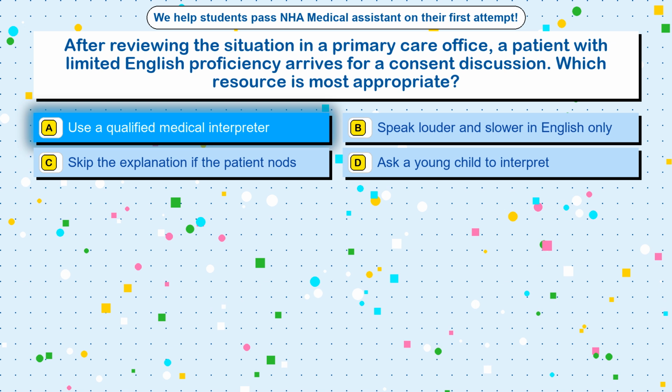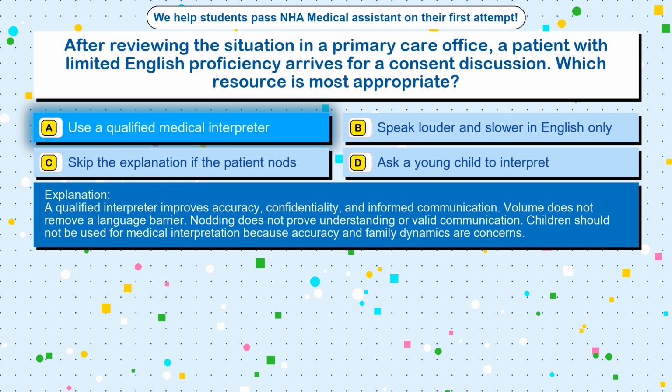Use a qualified medical interpreter. A qualified interpreter improves accuracy, confidentiality, and informed communication. Volume does not remove a language barrier. Nodding does not prove understanding or valid communication. Children should not be used for medical interpretation because accuracy and family dynamics are concerns.